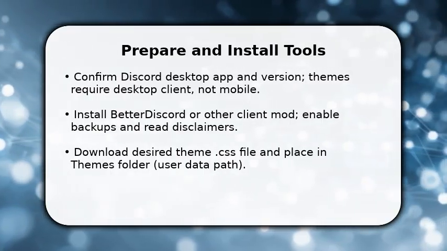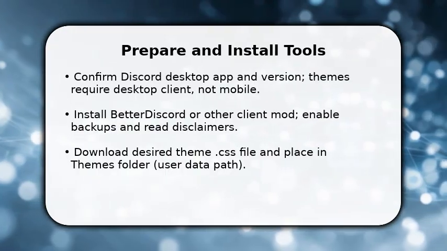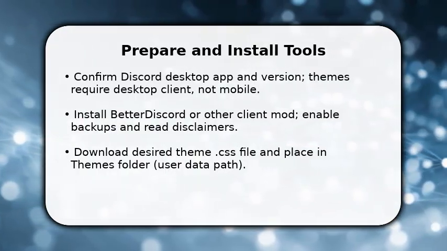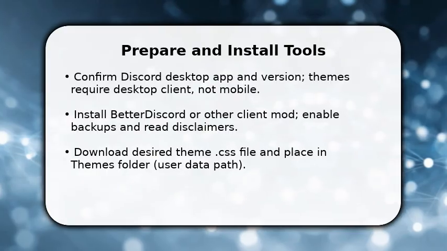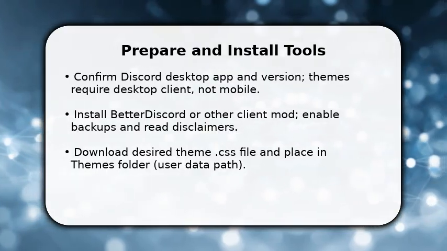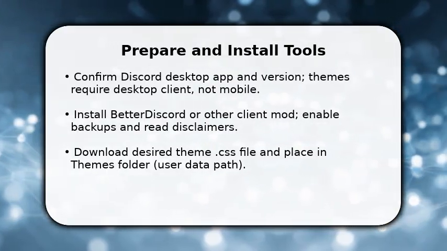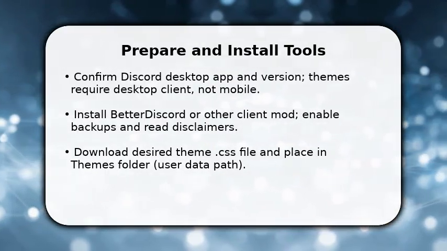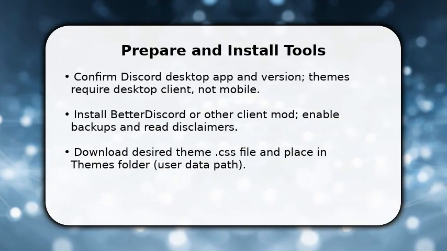Once installed, download a CSS theme file and move it to the themes folder under your Discord user data. This readies the theme for activation and prevents mismatches when Discord updates. Open Discord, go to Settings and find the Appearance or Themes section provided by your mod.